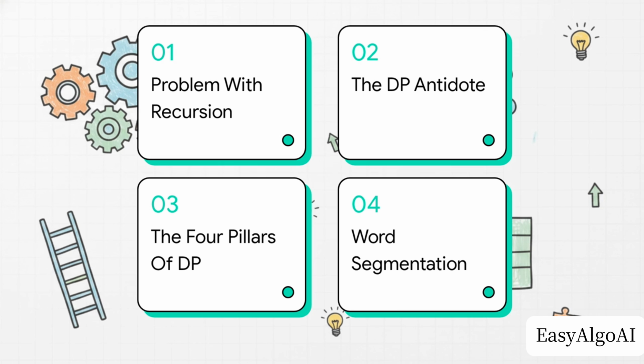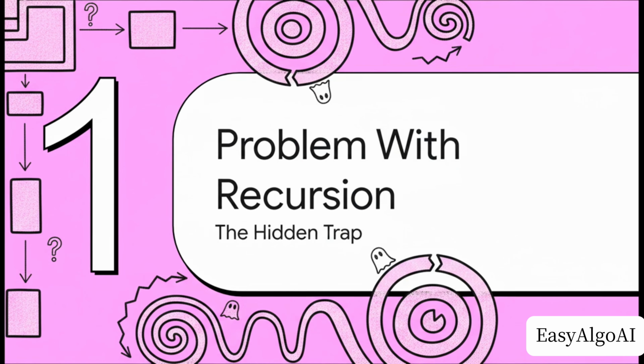First, we'll look at the core problem with standard recursion. Second, we'll introduce the dynamic programming antidote. Third, we'll break down the 4 pillars of DP. And finally, we'll apply all of this to a real-world scenario with word segmentation. Okay, Part 1. The problem with recursion.